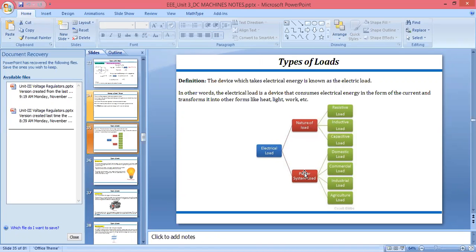If you see the power supply at our home, we are using single phase. At the industrial level, they require a higher amount of power, so we can use three phase. As per that type, you can divide the load into different types. That can be a resistive load, an inductive, a capacitive, a domestic, a commercial, an agriculture, or an industrial load. So we have to see one by one. Firstly, we will see the resistive.